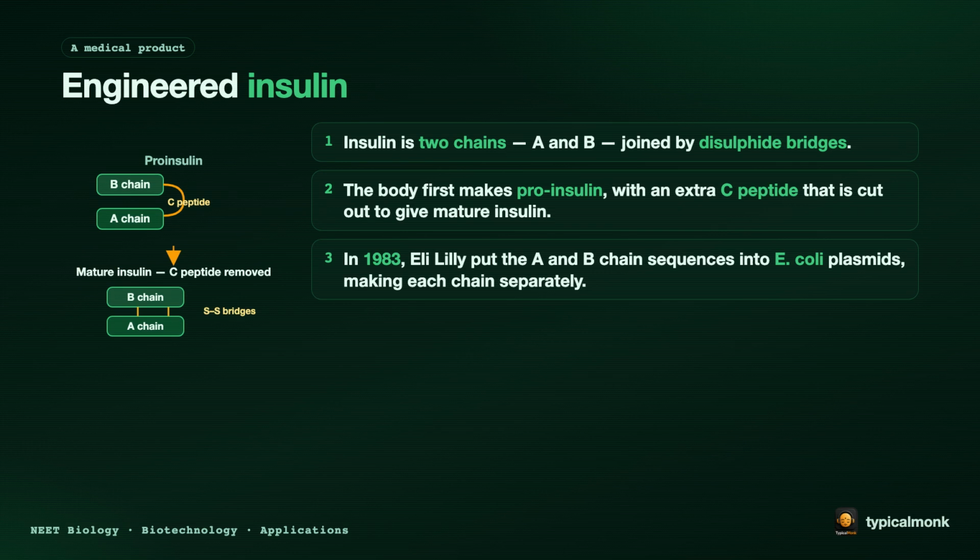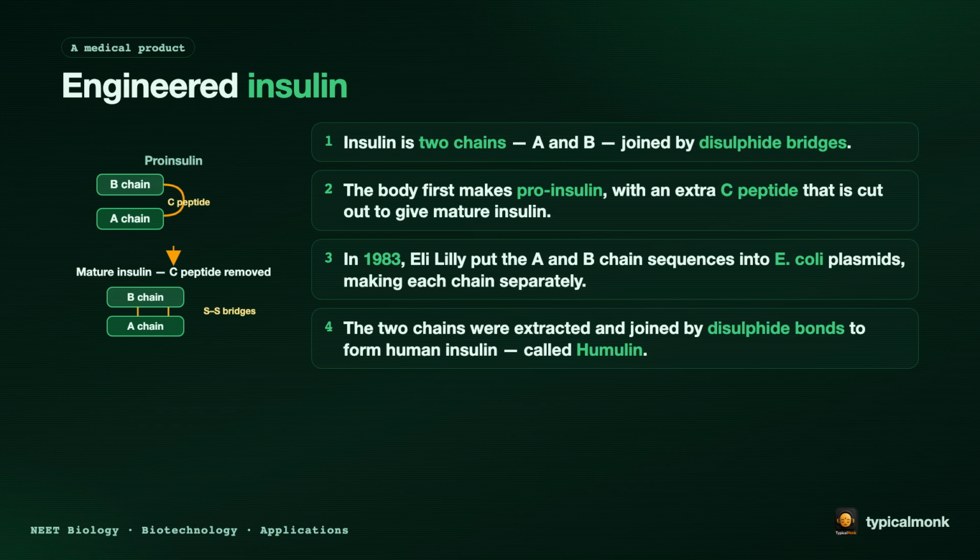In 1983, the company Eli Lilly put the A and B chain sequences into E. coli plasmids, making each chain separately. The 2 chains were then extracted and joined by disulfide bonds to form human insulin, called Humulin.